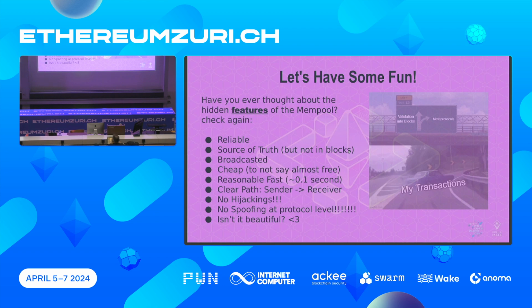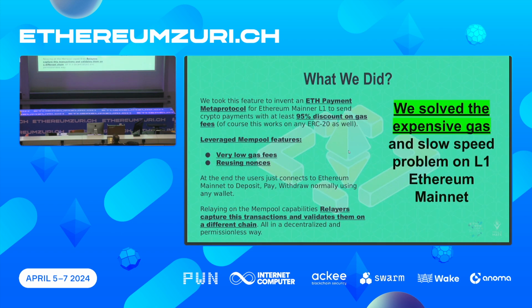So isn't this beautiful? So what we did, myself and my company, is we invented something called Rolamate. We solved the expensive gas and slow speed problem on Ethereum L1 mainnet. We took these mempool features to invent an ETH payment meta protocol for Ethereum mainnet to send crypto payments with a more than 95% discount on gas fees. And of course, this also works for ERC20s, leveraging two mempool features: very low gas fees and reducing nonce.